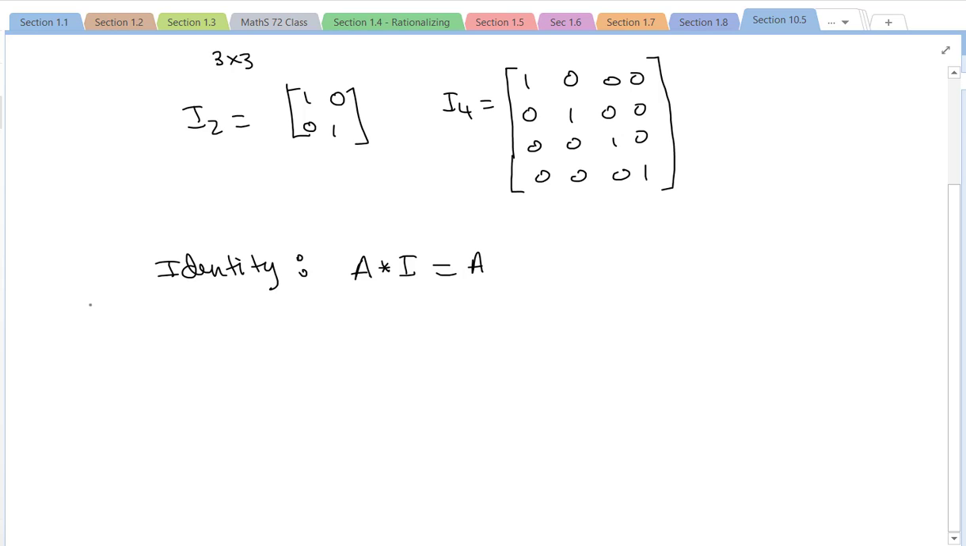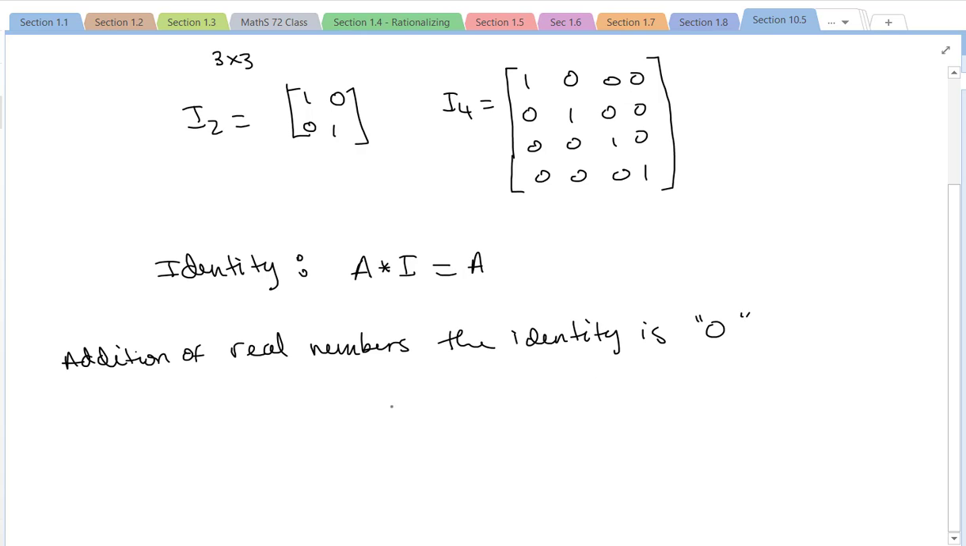So think about when we add real numbers. With addition or subtraction of real numbers, what's the identity there? The identity is the number 0. Right? If I have 5 plus 0, I get 5. So the identity is the element that allows you to do the operation, whether it's multiplication or in this case addition, such that if I add the identity to a number, I get the number back. Okay, so if I have negative 3 plus 0, I'll get negative 3.